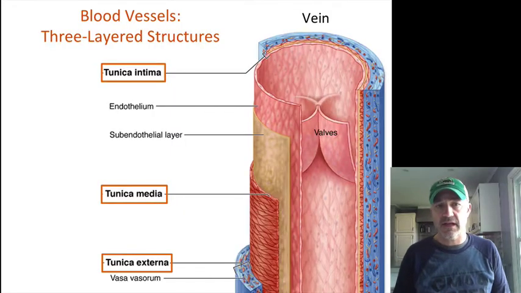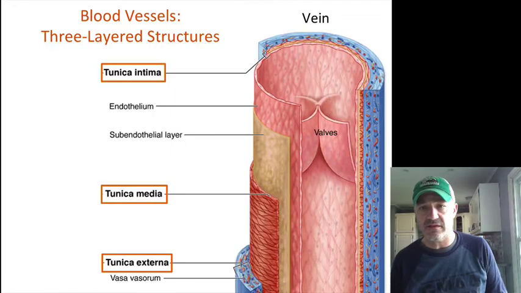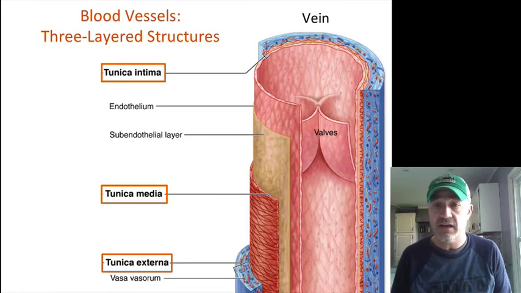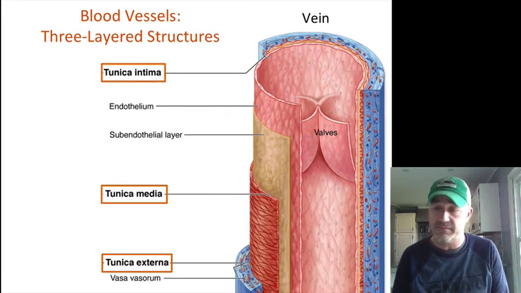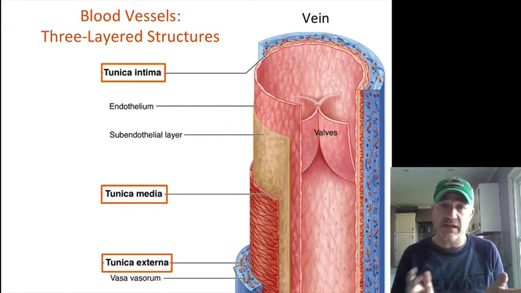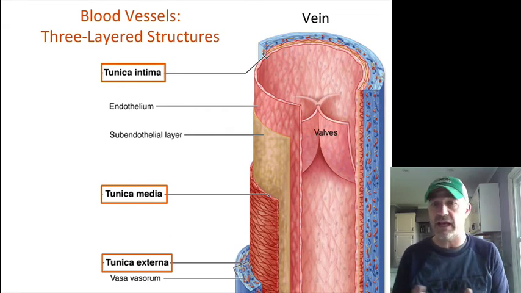And that's what we're looking at here. This is showing you a vein. You can see the Tunica Intima is that inner lining. It is simple squamous epithelium, also known as, at least in the cardiovascular system, endothelium, which is the lining of those blood vessels.